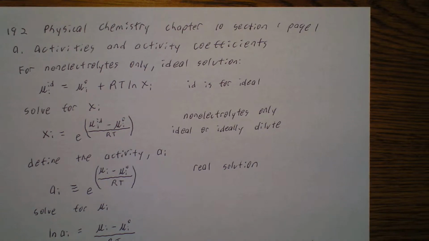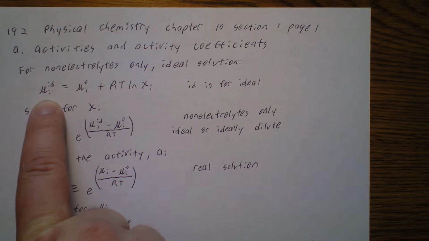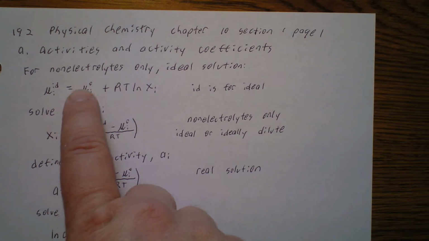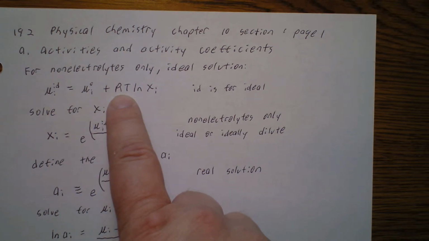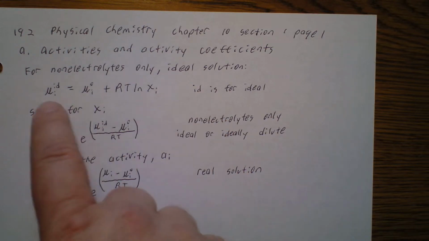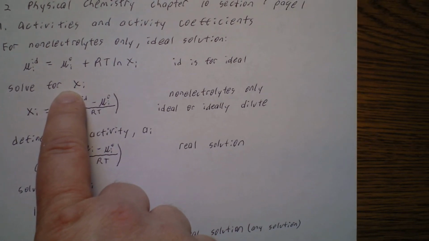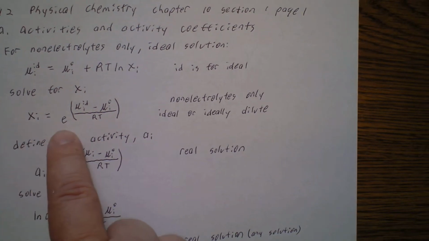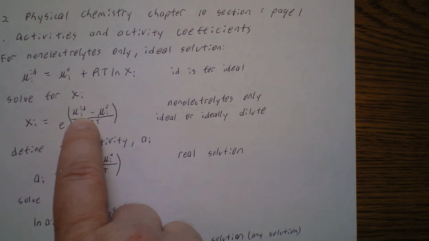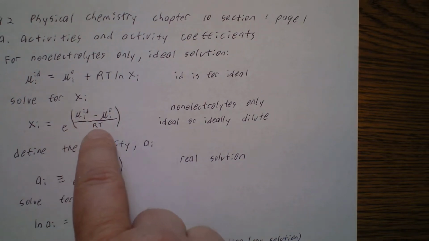Now, if we have only non-electrolytes, for an ideal solution, the chemical potential of substance I is equal to the chemical potential of the substance I in the standard state plus R times the absolute temperature times the natural log of the mole fraction of the substance I. ID is for ideal, obviously. Now we're going to solve for the mole fraction of the substance I. So we get that chi I is equal to e to the exponent: the chemical potential of the substance I in the ideal solution minus the chemical potential of the substance I in the standard state, divided by RT.